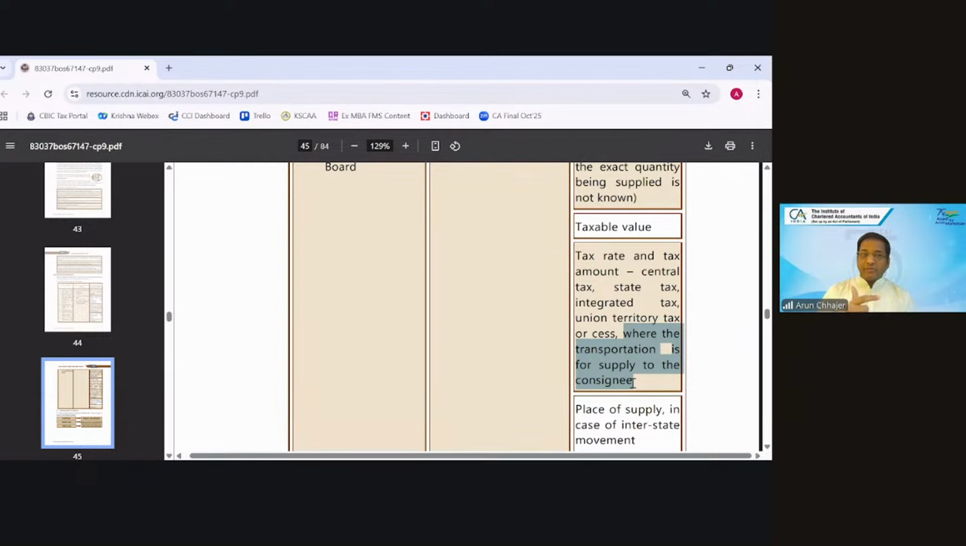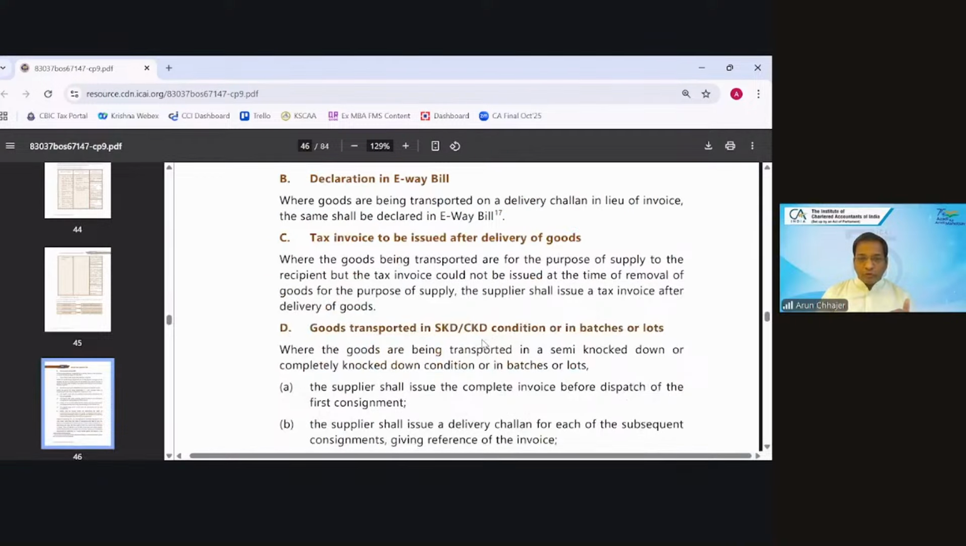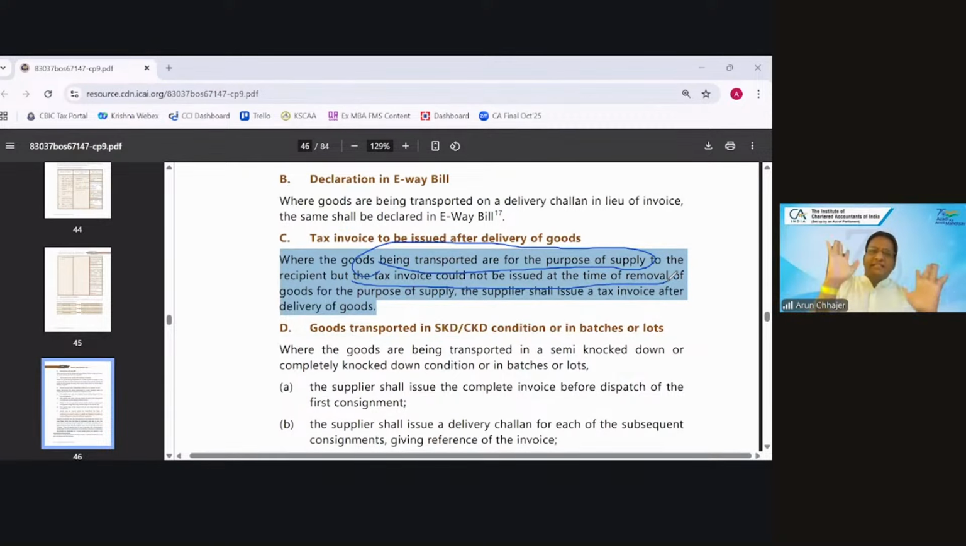There could be the possibility, as per the Rule 55 sub rule 4, one second. Yes, this one. If the goods being transported are for the purpose of the supply, still government has given the relaxation by way of the Rule 55 sub rule 4. But the tax invoice could not be issued at the time of the removal because of any reason.